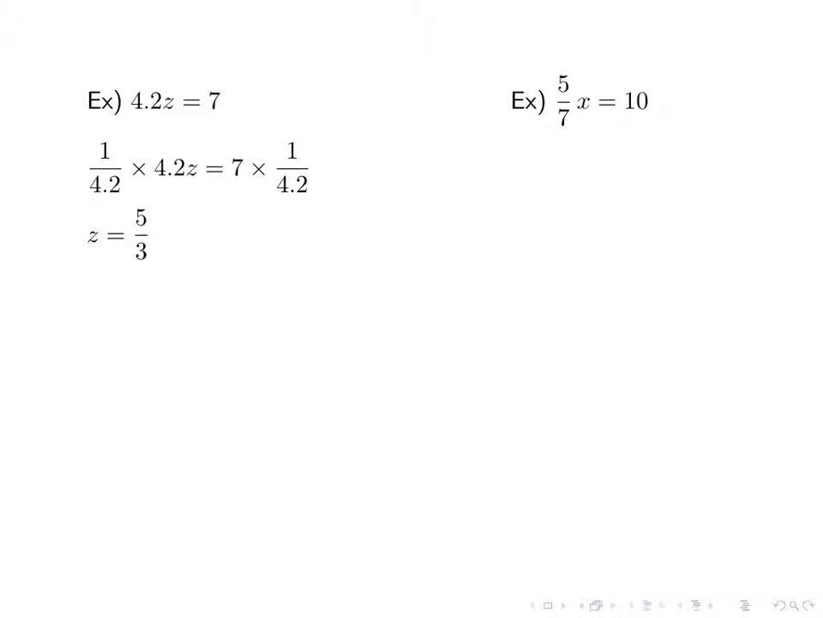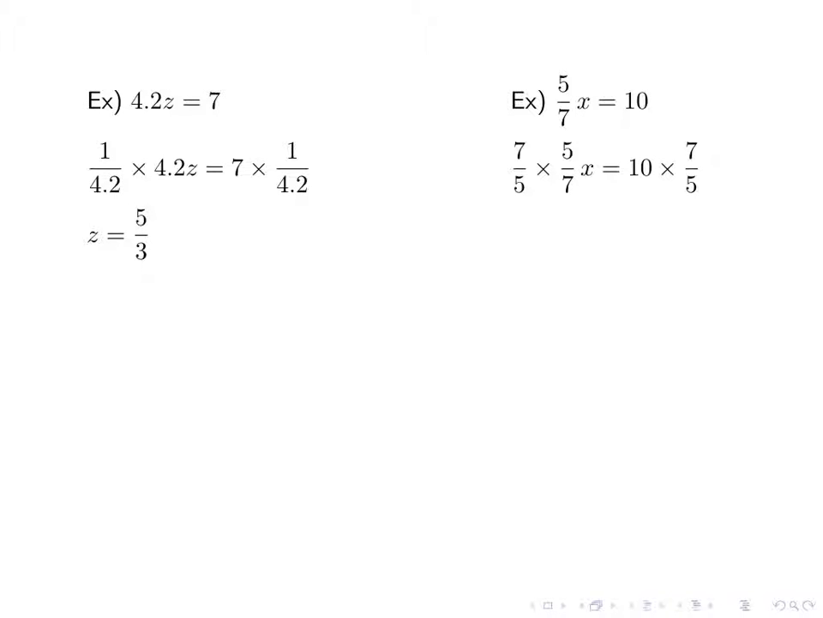As another example, we have 5 over 7x equals 10. And again, to get rid of the 5 over 7, we could divide both sides by 5 over 7. But dividing by a fraction is the same as multiplying by the reciprocal. So we will multiply both sides by 7 over 5.